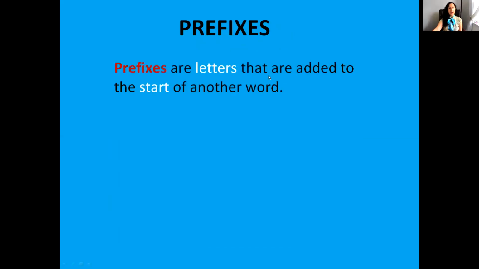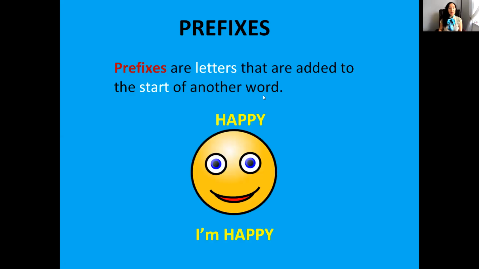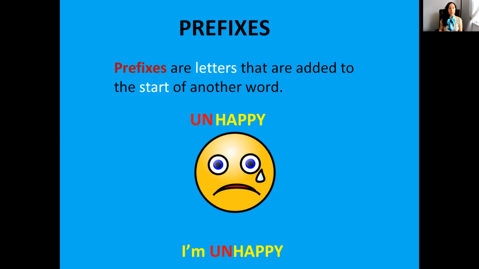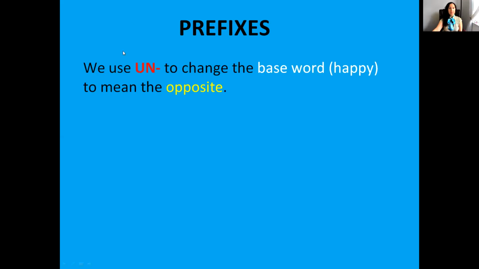Prefixes are letters that are added to the start of another word. Happy, I'm happy. Unhappy, I'm unhappy. You see the prefix un? Unhappy means sad. See how it means not happy? So unhappy means not happy or sad. We use un to change the base word happy to mean the opposite.